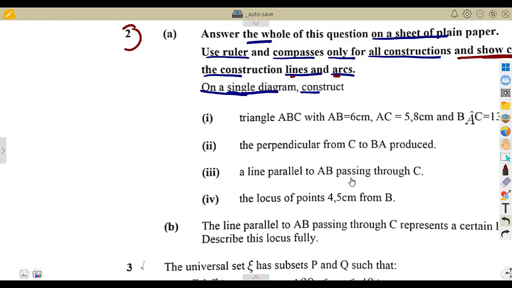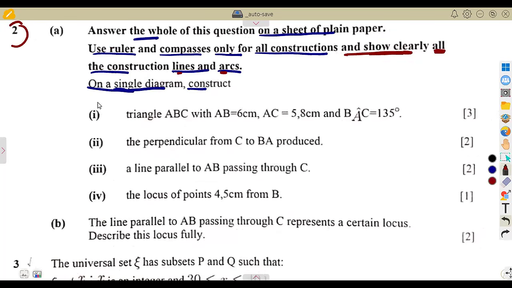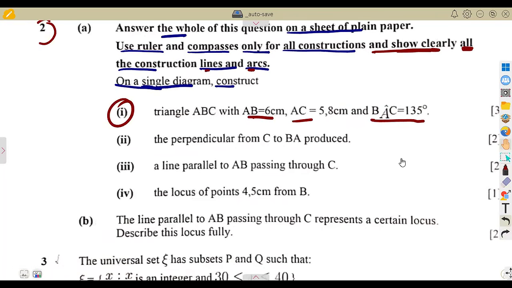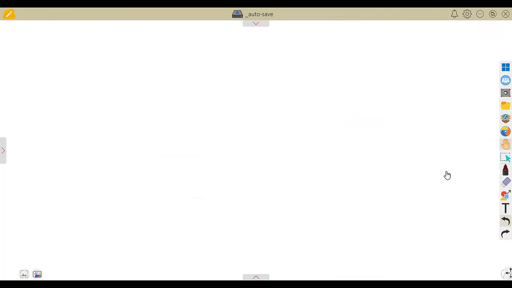All right, so this is triangle ABC that we are given, with AB 6 centimeters, AC 5.8 centimeters, and also angle BAC being 135 degrees. Everything must be taken from a sketch. And from this sketch, there's an angle, so just make sure the angle is on the base. As you can see, this is an angle of 135 degrees, and you have a sketch like this.